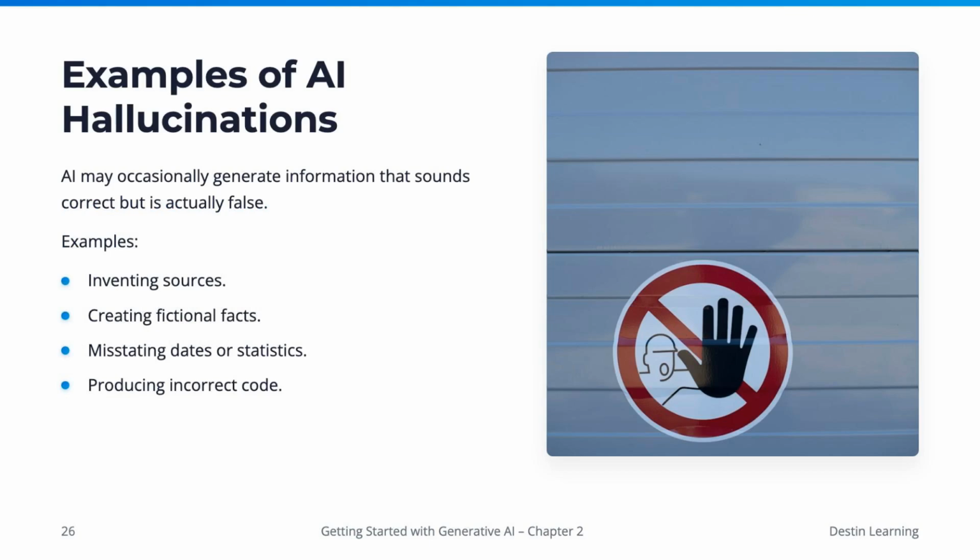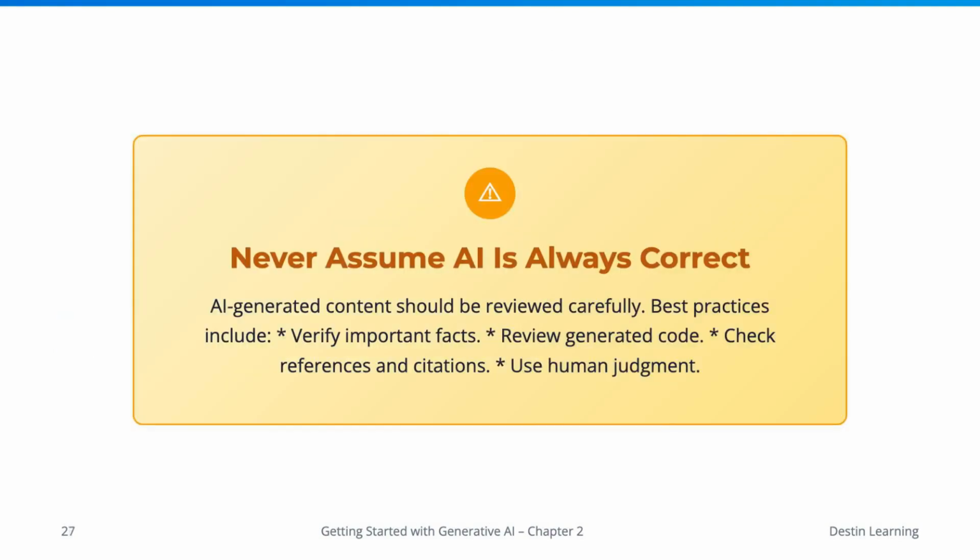AI may occasionally generate information that sounds perfectly correct, but is actually false. This includes inventing sources, citing non-existent articles or research. It might create fictional facts, presenting made-up statistics or historical details as real. AI can also misstate dates or statistics, getting numbers or timelines incorrect. And particularly in coding, it may produce incorrect code that looks syntactically plausible but won't function as intended or contains errors.